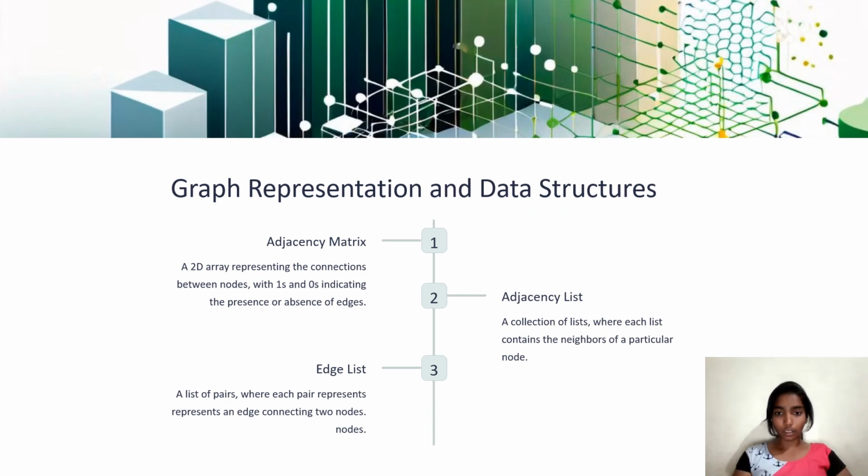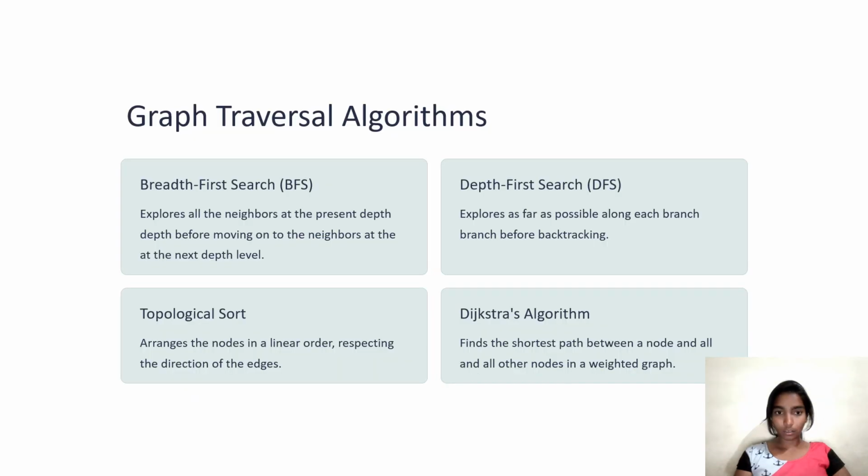Graph representation and data structures. First one is adjacency matrix, second one is adjacency list, and the third one is edge list. Adjacency matrix: a 2D array representing the connections between nodes with 1s and 0s indicating the presence or absence of edges. Second one is adjacency list: a collection of lists where each list contains the neighbors of a particular node. Edge list: a list of pairs where each pair represents an edge connecting two nodes.